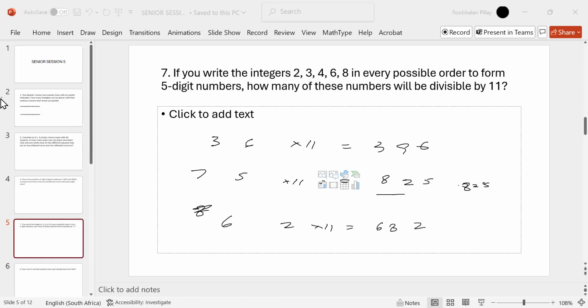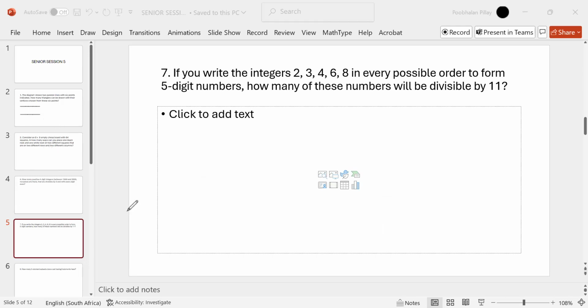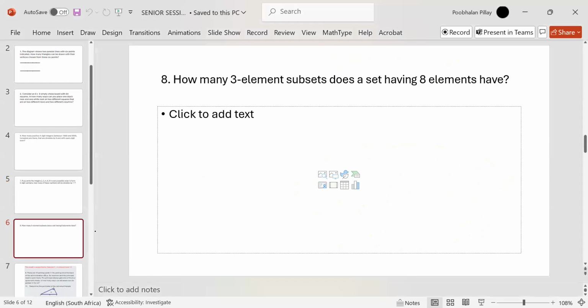Okay, so let's just get on with the next problem. We go on to this one. How many 3-element subsets does a set having 8 elements have? All right, and this is a question on sets. Well, a set, just a set of objects. So you want to know how many subsets. A subset is something which is part of a set.